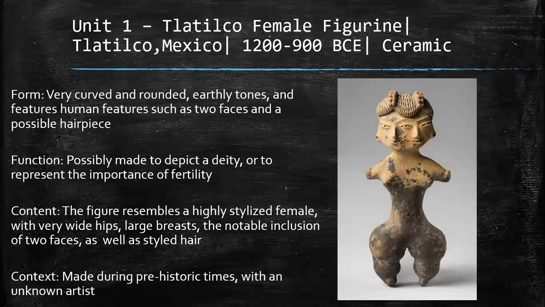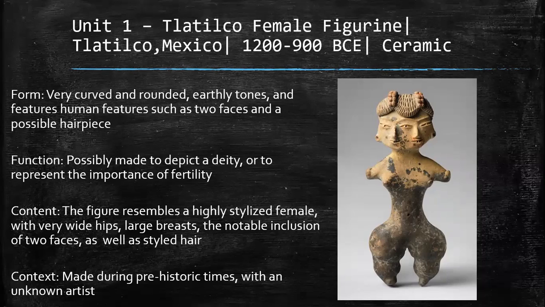Okay, so for Unit 1, I chose a female figurine found in Mexico. And why I chose this: with the theme I'm going for, changing human form, I wanted to have a general timeline of how human form would change, as we see from earlier pieces, such as this one from Unit 1, as we go up to Unit 10.